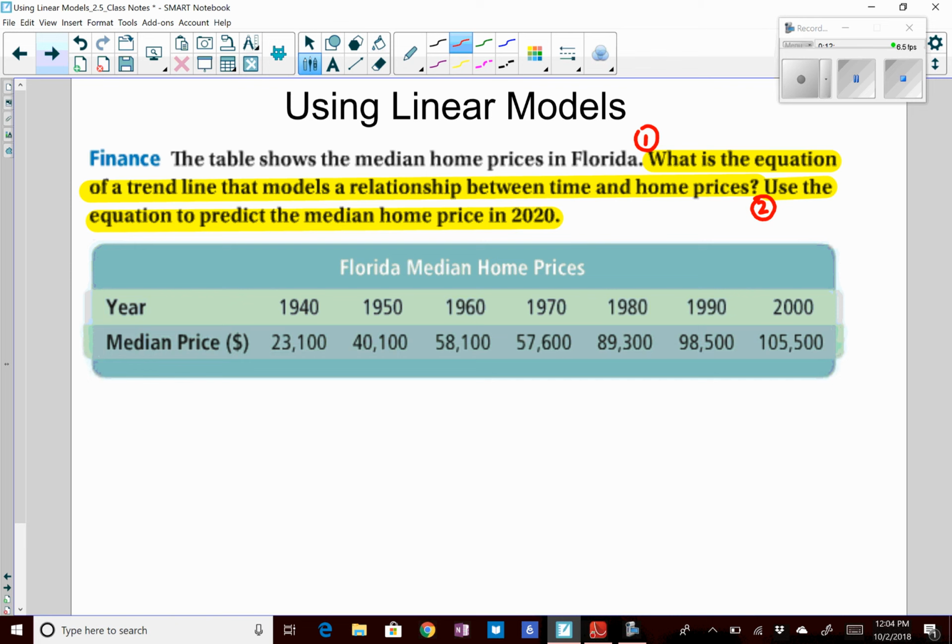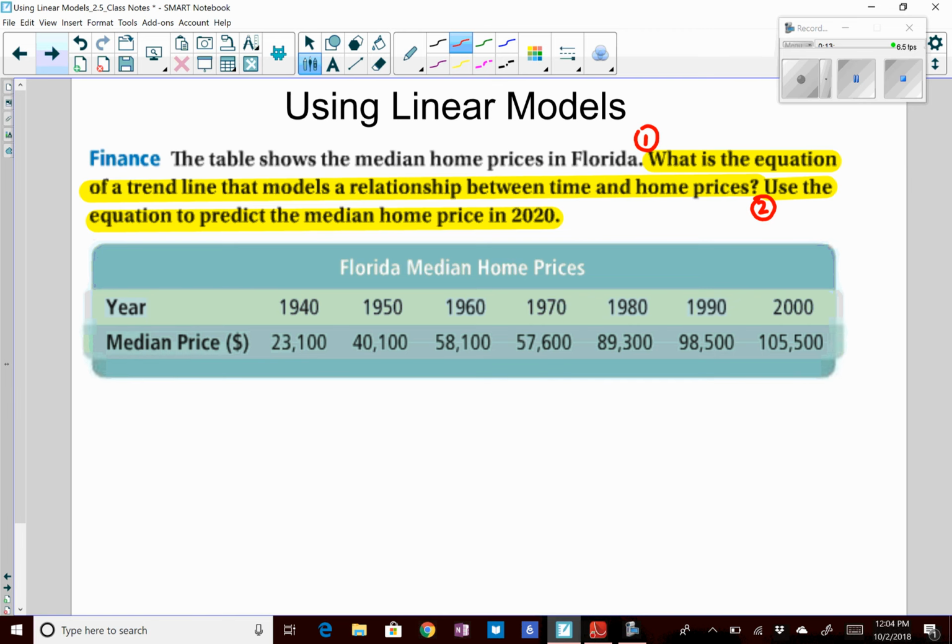Okay, here the table shows the median home prices in Florida. So they want the equation of the trend line that models the relationship, and they want us to use that equation to predict the median home price in 2020. All right, so again, what we have to do is enter the ordered pairs from the table into the calculator, get our scatter plot, do the trend line, and then the equation will appear, and that will help us to do the prediction.